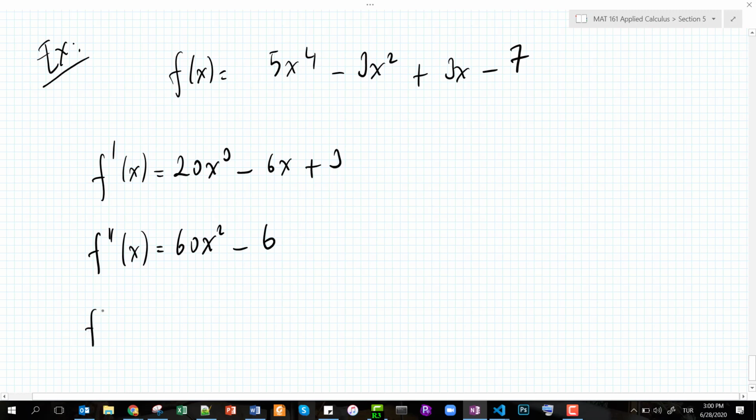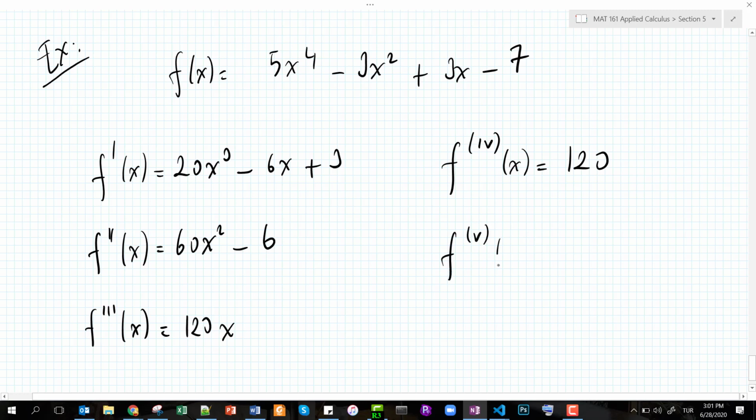So I can continue to take the third derivative. This time I'm going to take the derivative of the second derivative, which is equal to the third derivative, which is going to be equal to 120x. The derivative of the 6 is going to be equal to 0. Do you want to continue? Yes, we can continue. The fourth derivative is the derivative of the third derivative, which is going to be equal to 120. And then the last derivative I can take for this polynomial would be the fifth derivative, which is the derivative of the constant in the fourth derivative, which is 0.